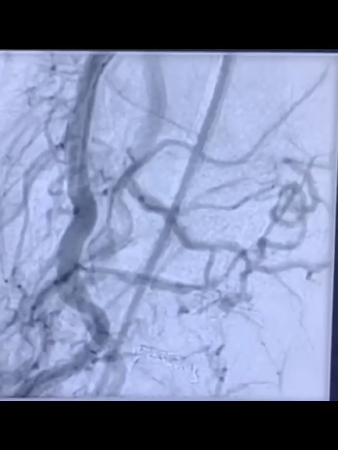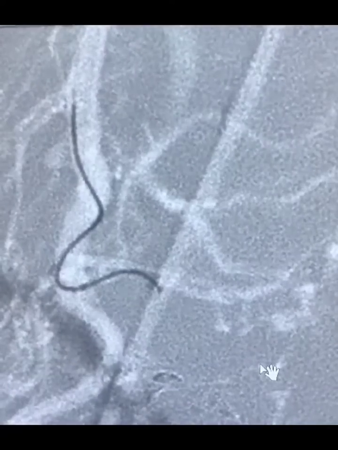Dilute 16% glue was injected into this feeder. However, we couldn't notice much of glue entering the feeder because of the tight stenosis at the origin. We then catheterized the main supply to the fistula.